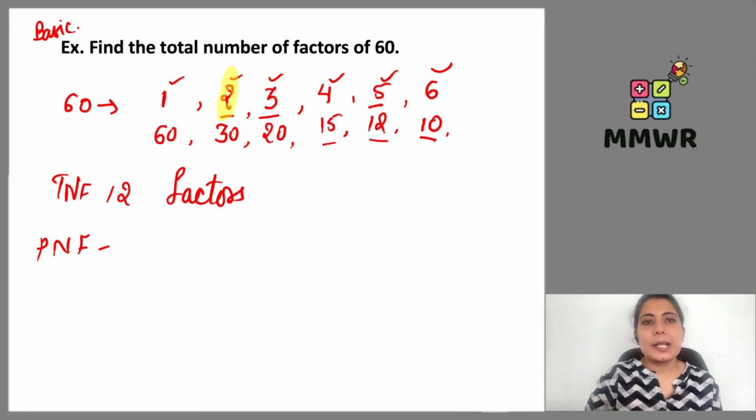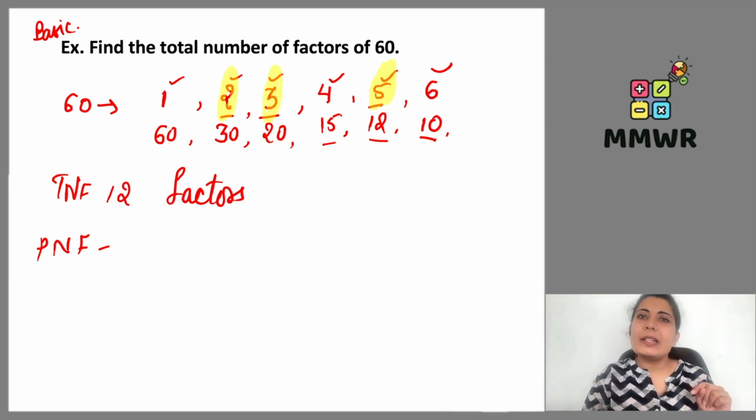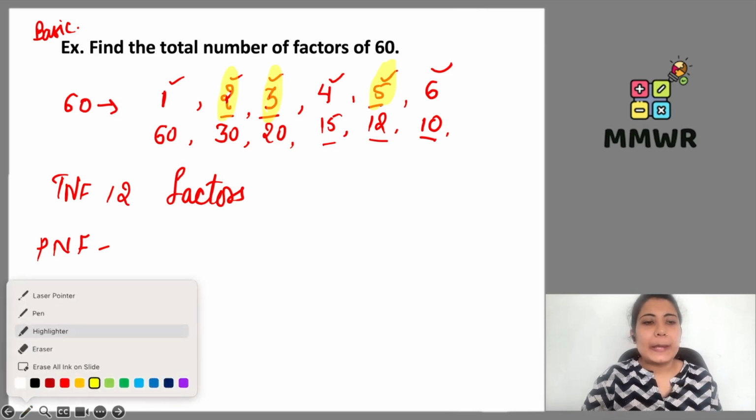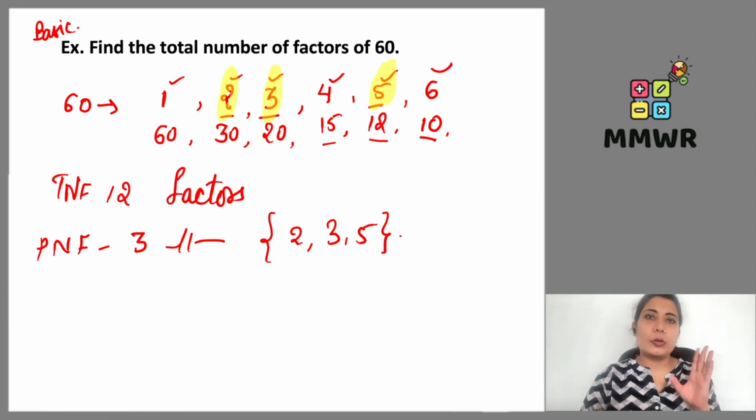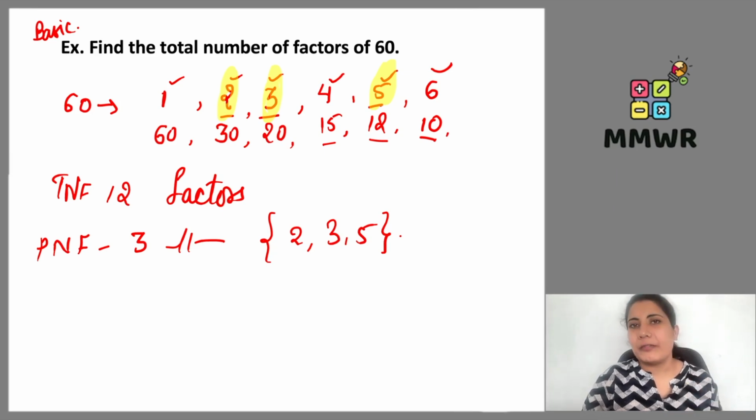So 2 is a prime number, 3 is also a prime number, 5 is also a prime number. Apart from this, 1 is the number which is neither prime nor composite, it's a unique number. 4, 6, 10, 60, 12, 15, 20, 30, all of these are composite numbers. So we have prime factors, a total of 3 factors, and the numbers are 2, 3, 5. These 3 factors, 2, 3, 5 are the prime factors. So out of 12, 3 of them are prime factors.